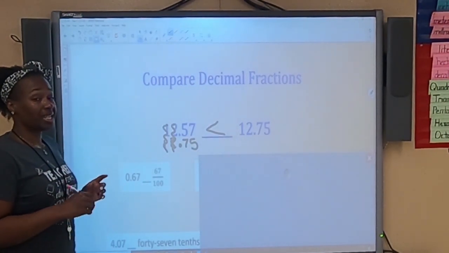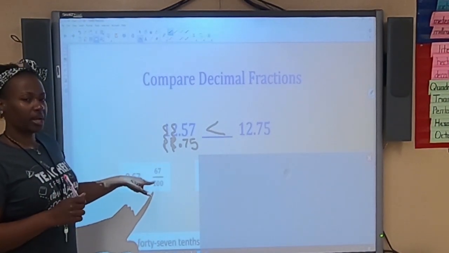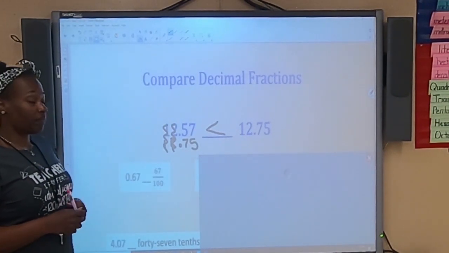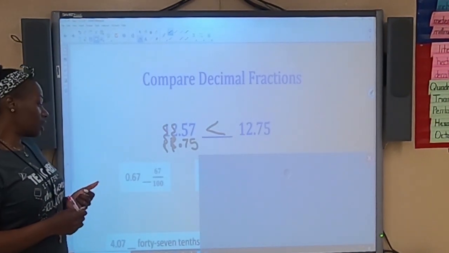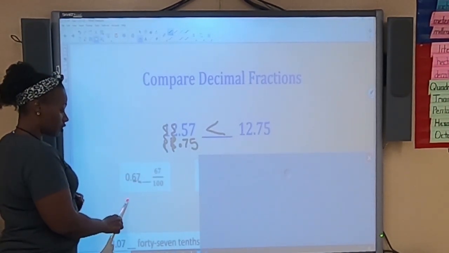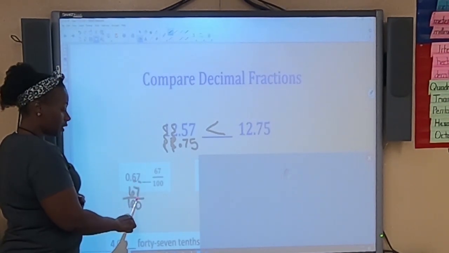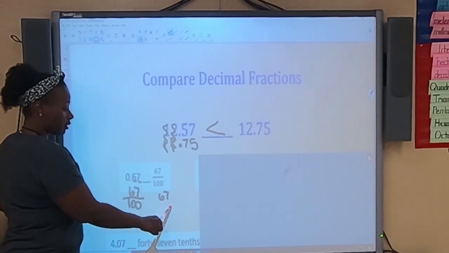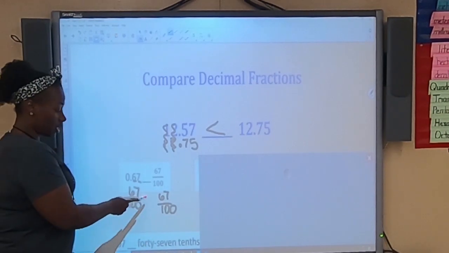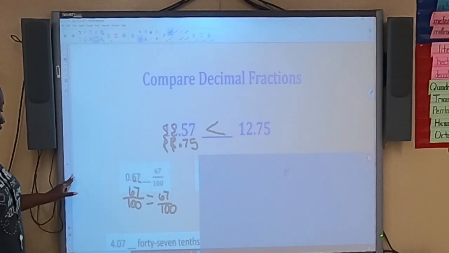The next one, notice they did not give us the same form. They gave us standard form, then they switched it to fraction form. So all I have to do is write either both in standard or both in fraction. So for this one, let's write both in fraction. Tenths, hundredths, so 100 is my denominator, 67 is my number that's on top. And I'm simply going to copy my second fraction. Notice they are the exact same. So that gives us equal to. Okay, let's try another one.